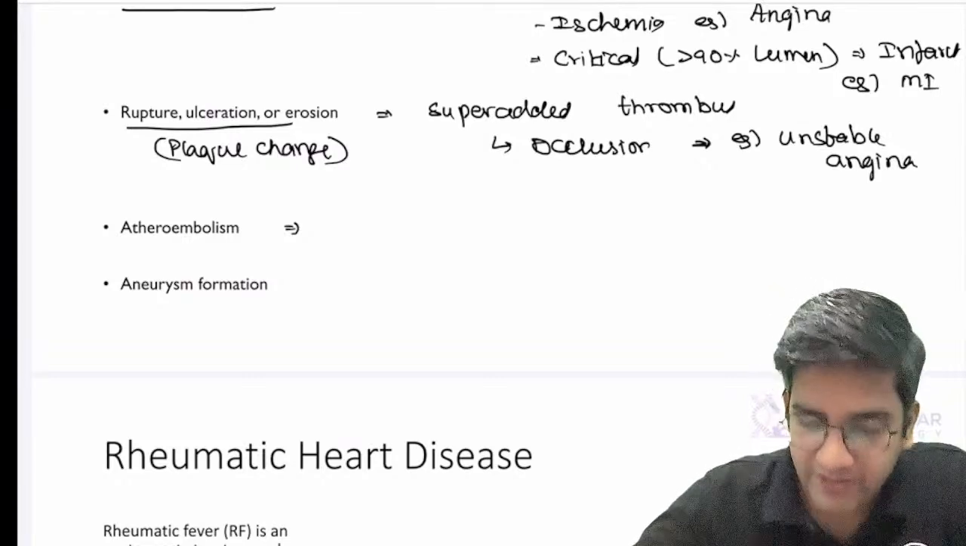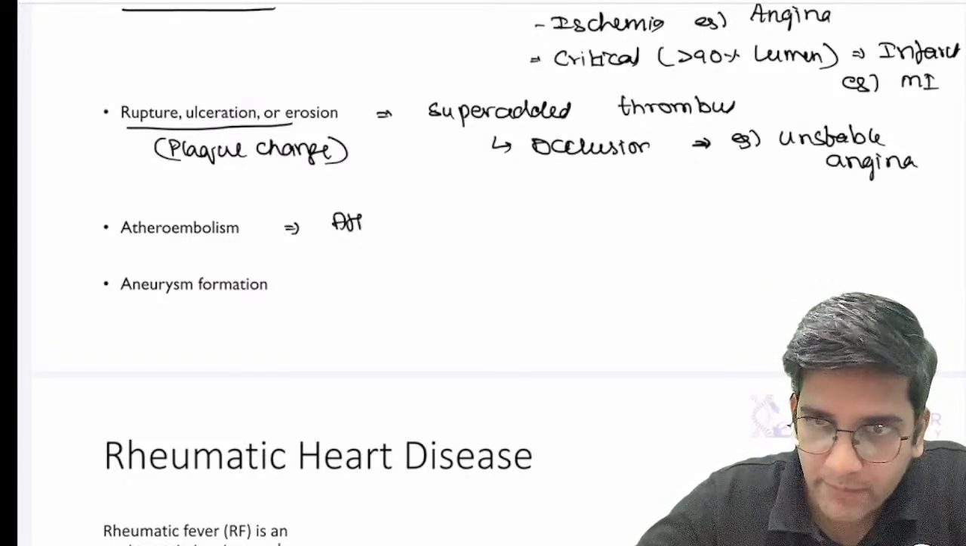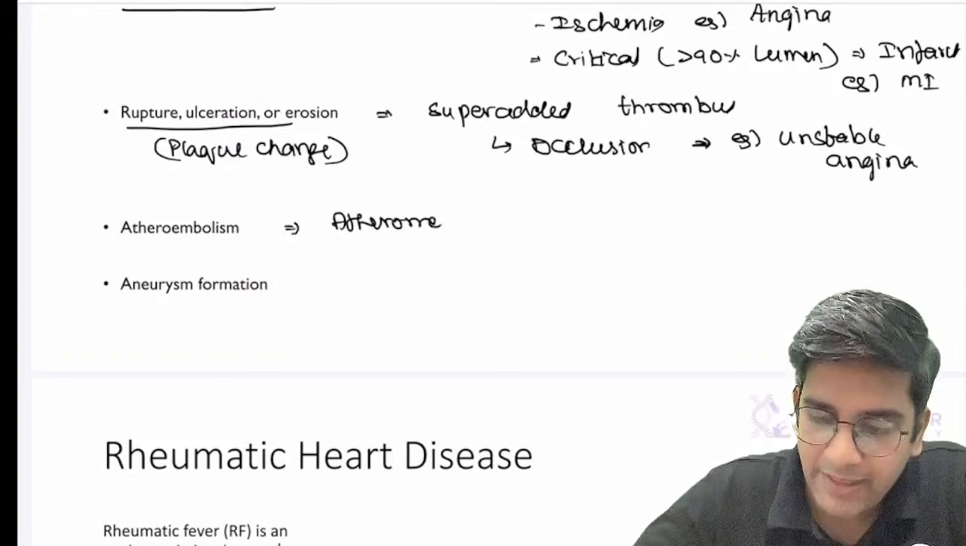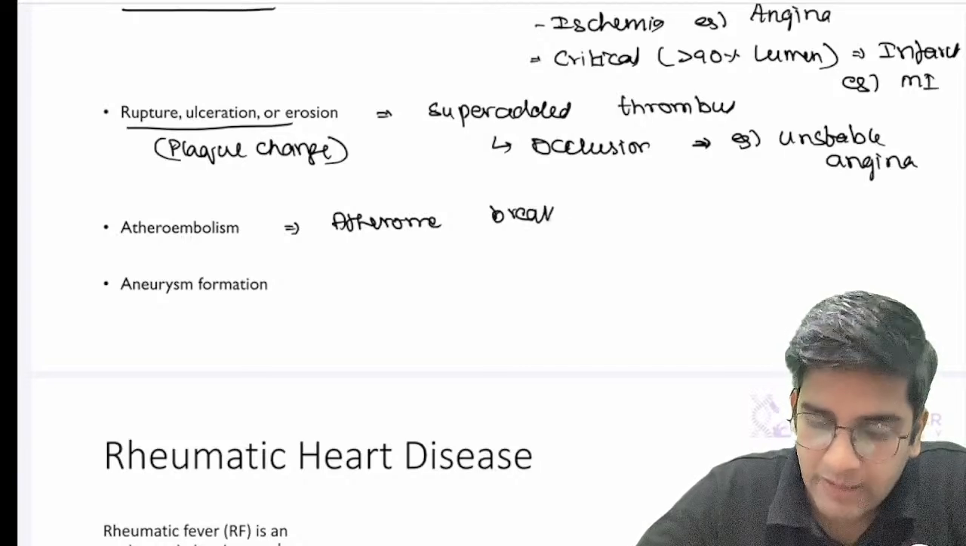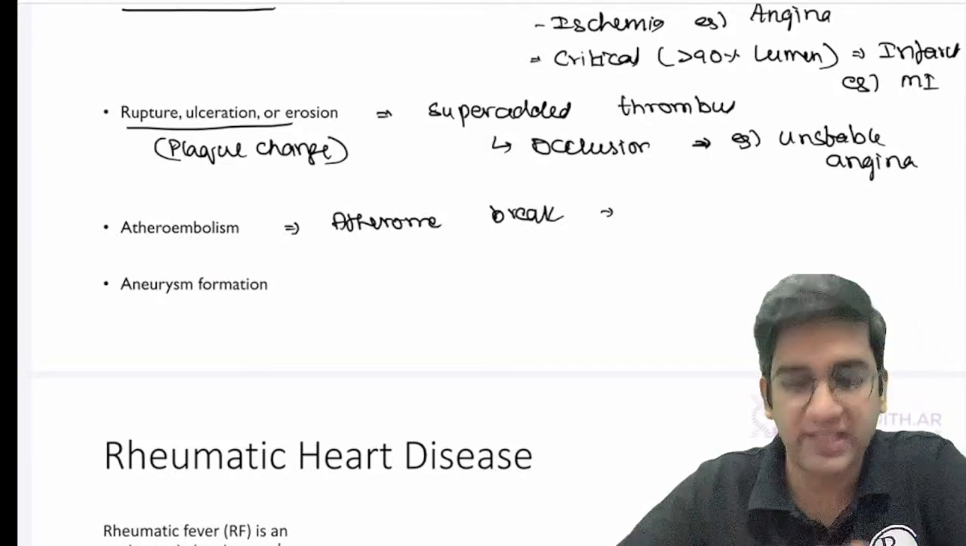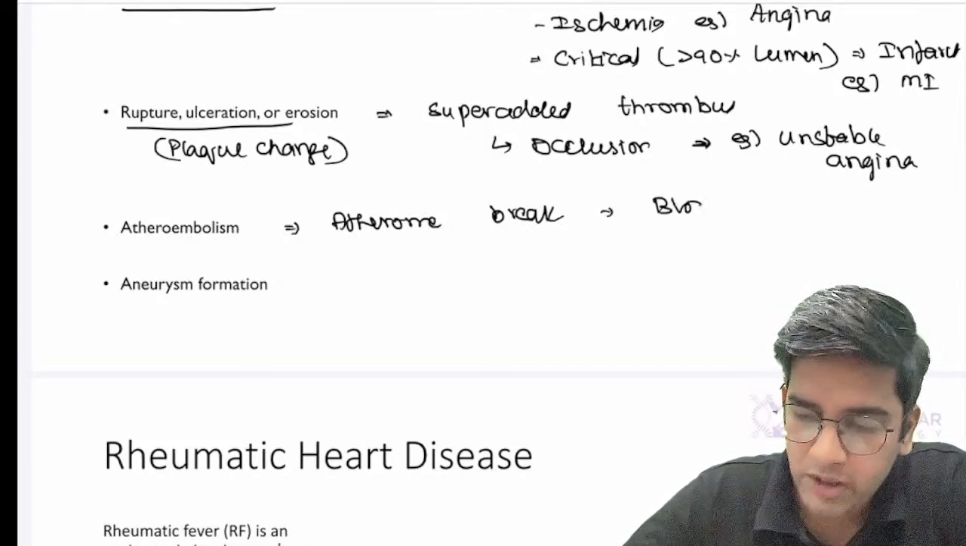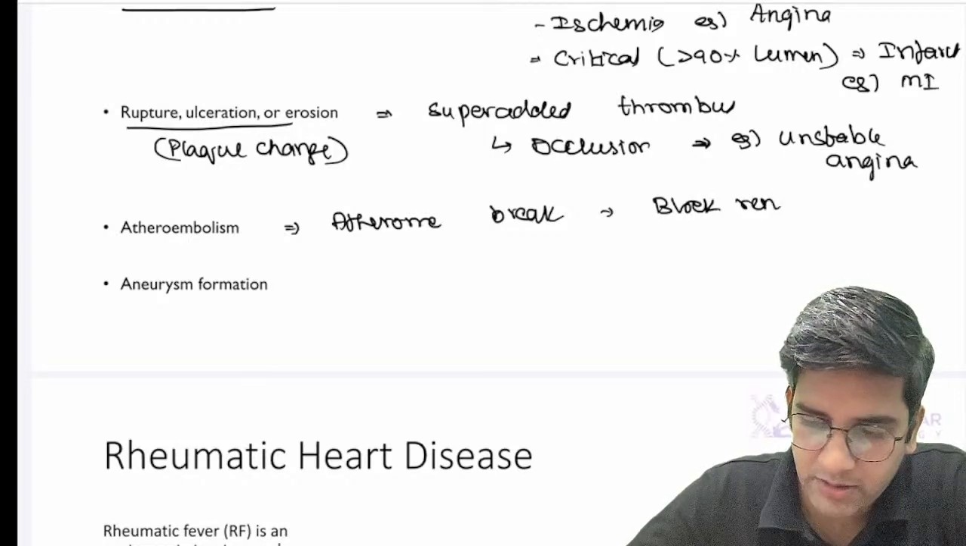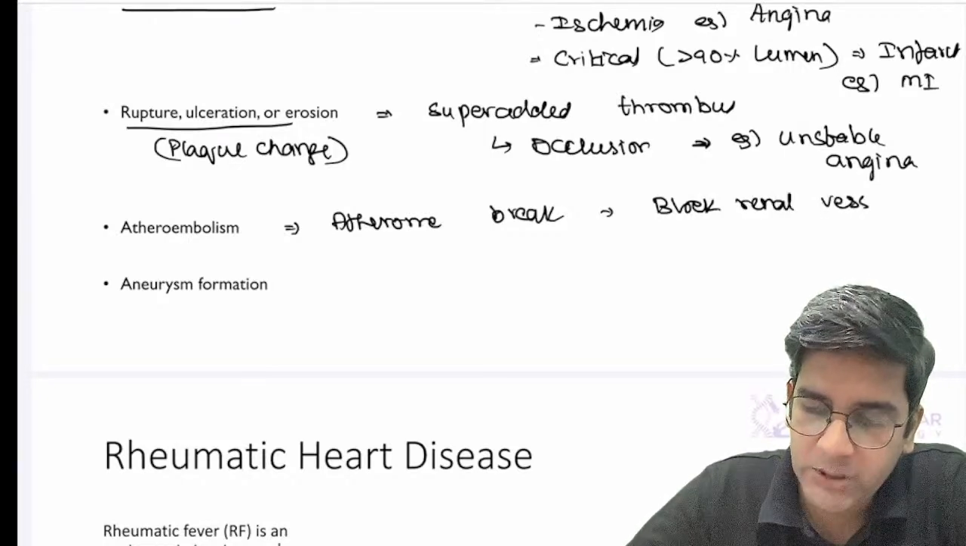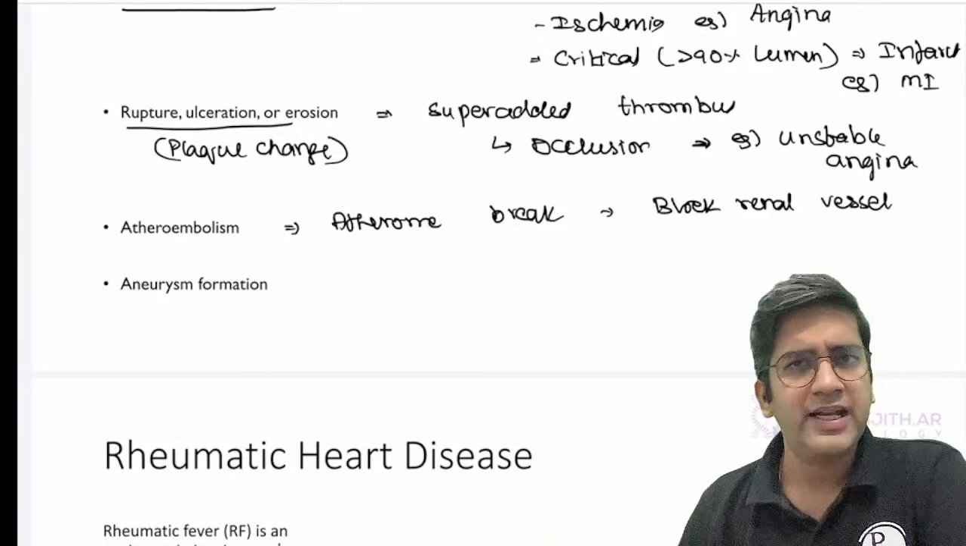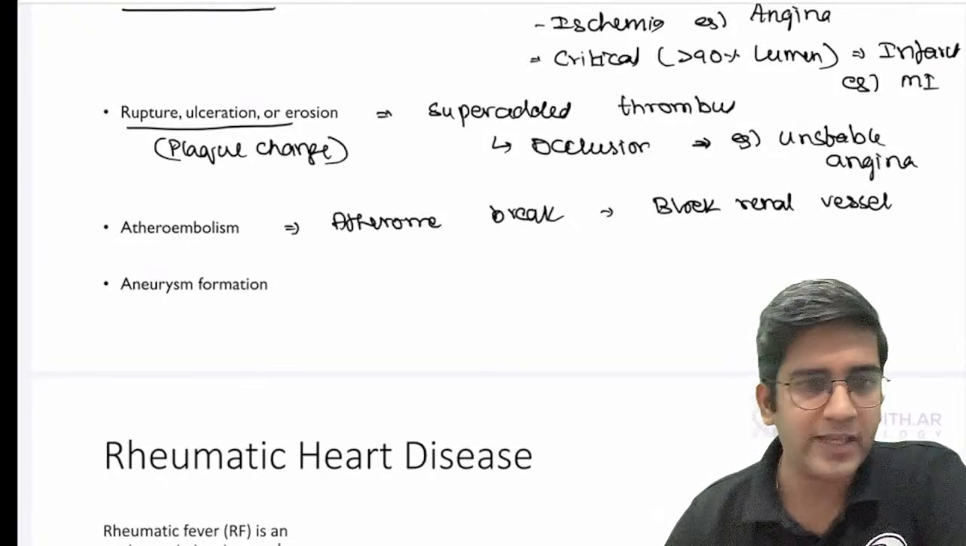Atheroembolism, right? So when I say atheroembolism, this atheroma can break, can enter into the blood circulation, and they can block renal vessels. That's a very common place where embolism can happen. Like any other embolism, this embolism can also happen, right?